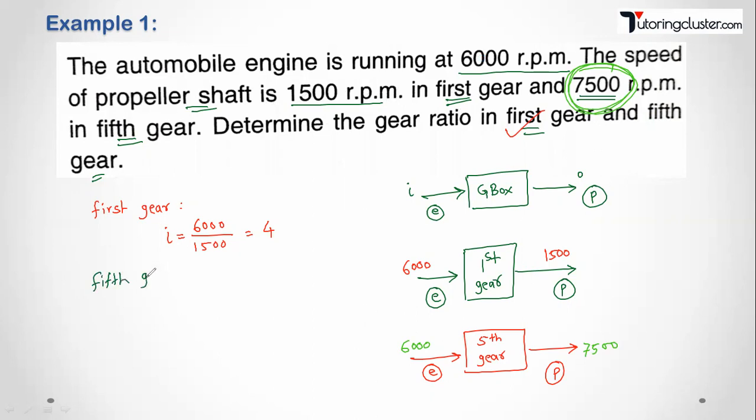So let us calculate now for the fifth gear. I is equal to, what is the input speed? 6000. What is the output speed? 7500. So what is your answer? 0.8. So gear ratio, obviously it is going to be maximum for first and it is going to be less for fifth. Is it clear? I hope this example is clear to everyone.